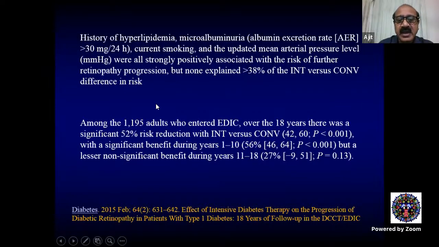Like if you see here, among the 18 years, 52% risk reduction was there versus conventional, whereas this benefit reduced in the last 11 to 18 years: 56% risk reduction in the first 1 to 10 years, whereas 27% risk reduction in 11 to 18 years. This means that intensive control has a very good role in preventing the progression of diabetic retinopathy when the person does good blood sugar control.